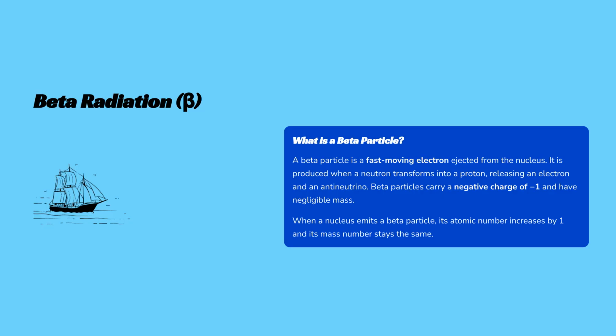Next is beta radiation. A beta particle is a fast-moving electron ejected from the nucleus when a neutron transforms into a proton. Beta particles have negligible mass and carry a negative charge of -1. This emission increases the atomic number by 1, while the mass number remains unchanged.